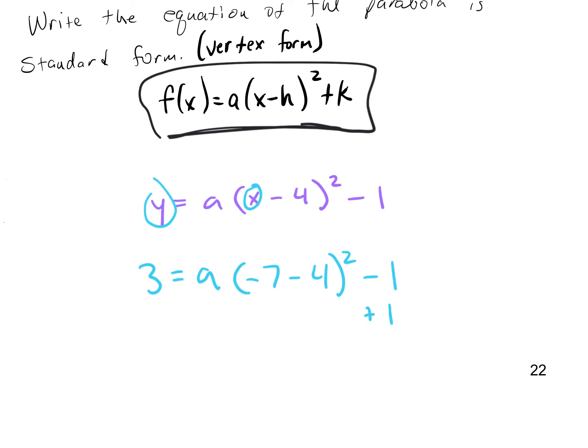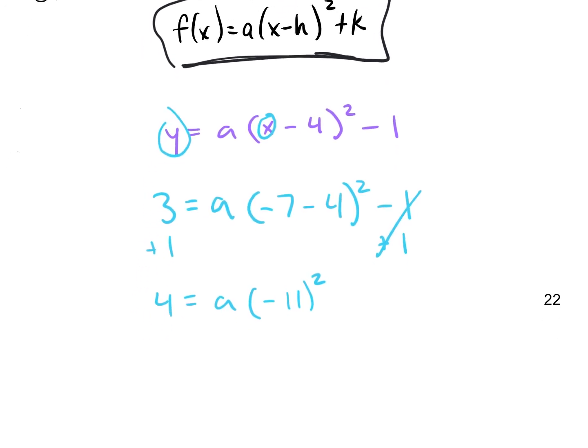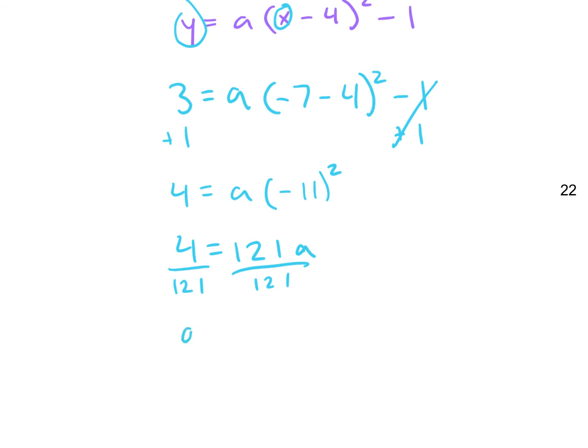Add 1 to both sides. So I have 4 is equal to a times, I'm going to add what's in the parentheses, or subtract, so negative 11 squared. What can I do next? Square 11. Square negative 11, so that would be 4 is equal to 121a. Divide both sides by 121. So a is equal to what?